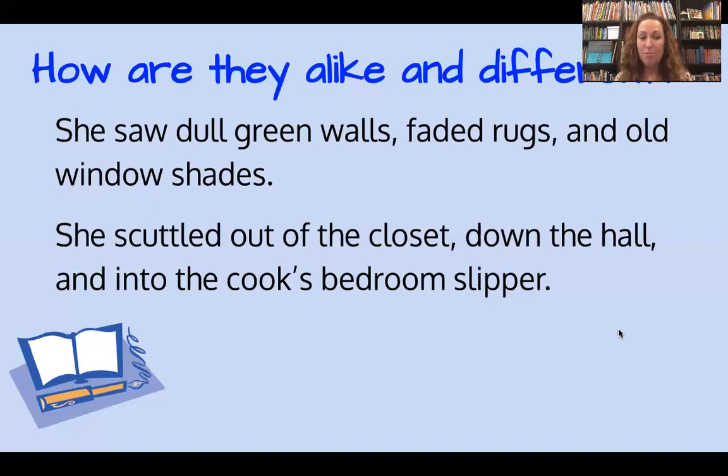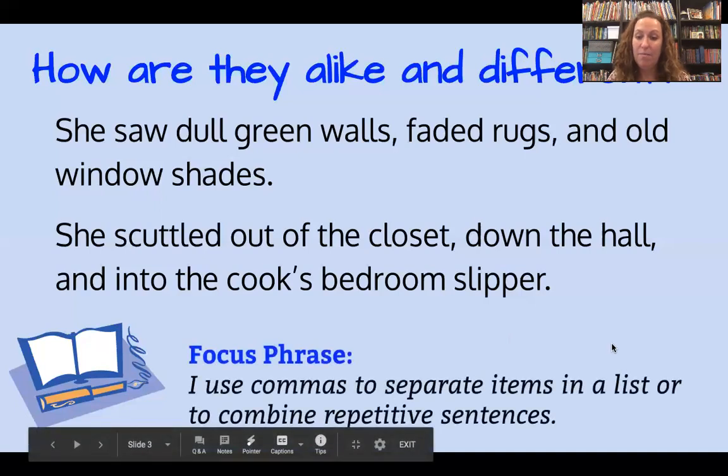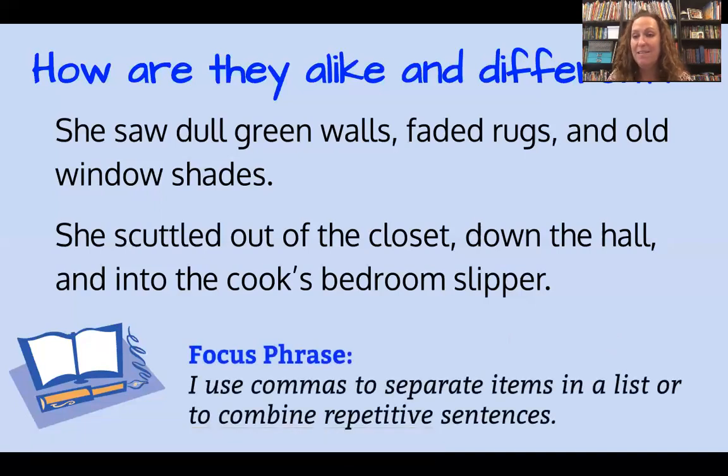So maybe originally Eileen said she scuttled out of the closet, period. She scuttled down the hall, period. She scuttled into the cook's bedroom slipper, period. And she combined all of those to start with she scuttled and then list all the places where she scuttled. Did you notice the two-word sentence there? She scuttled. So you can use a two-word sentence and add details by listing as well. That's something that you can do as a writer with your two-word sentences that you have from the very beginning of the lesson that we did.